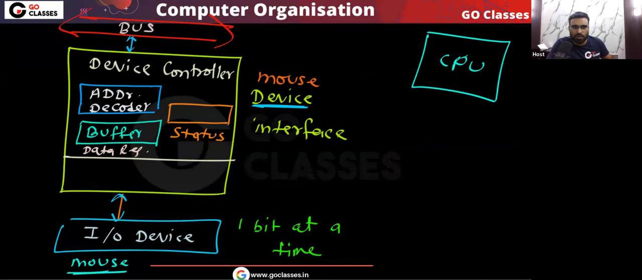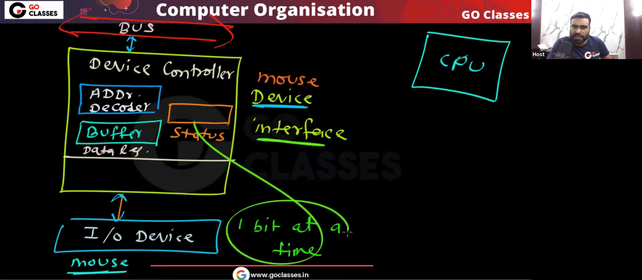Now let's assume the CPU command is coming. The CPU is giving a command to the interface that I need data from this IO device, from this mouse. Then what will this interface say? This interface will say data is not ready. Do you agree? Initially, data is not ready. So then what will this interface do? It will collect data, one bit at a time.